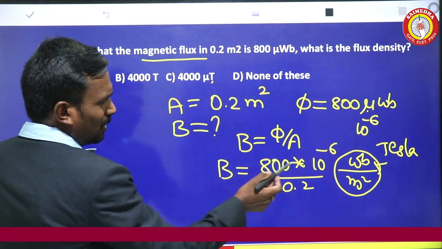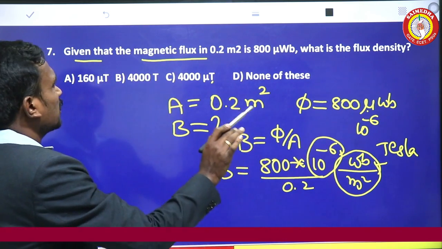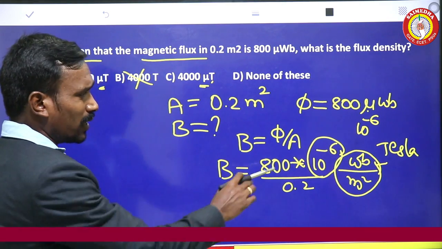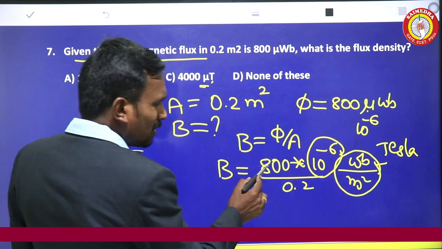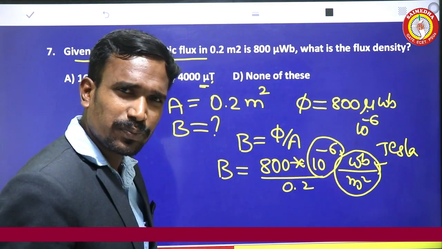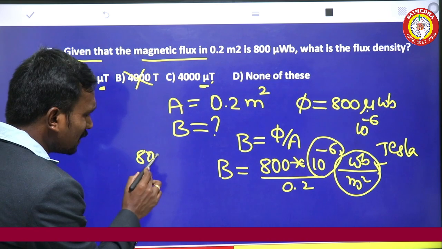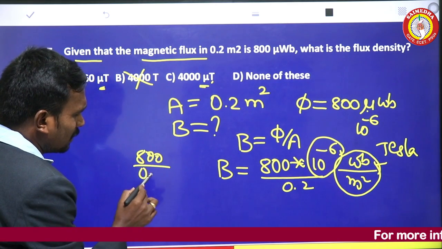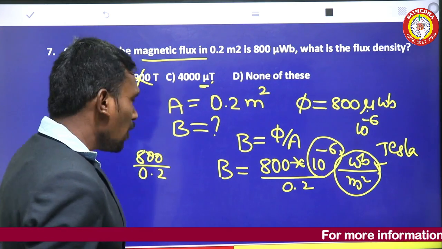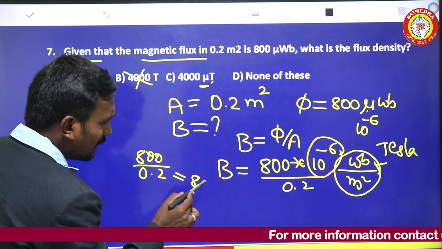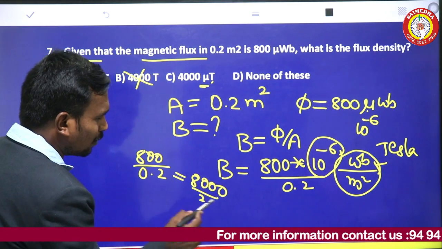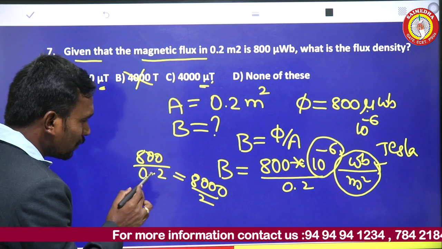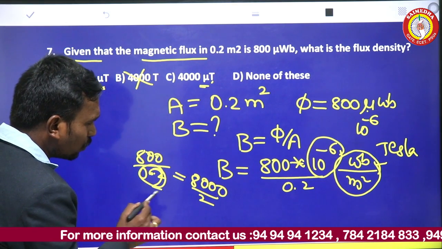So what is the answer? This is micro, as usual. The answer should be in micro, either this one or this one. This is the wrong answer. Next, 800 by 0.2. How can we write this? This can be written as 8000 by 2, because here a point and one digit is there. So this can be written as 2 by 10.